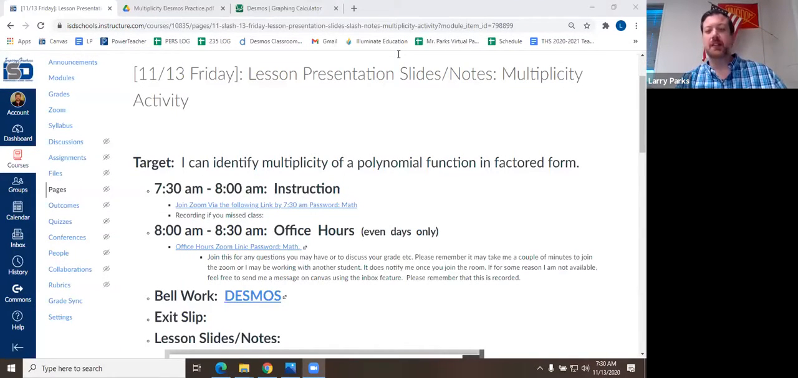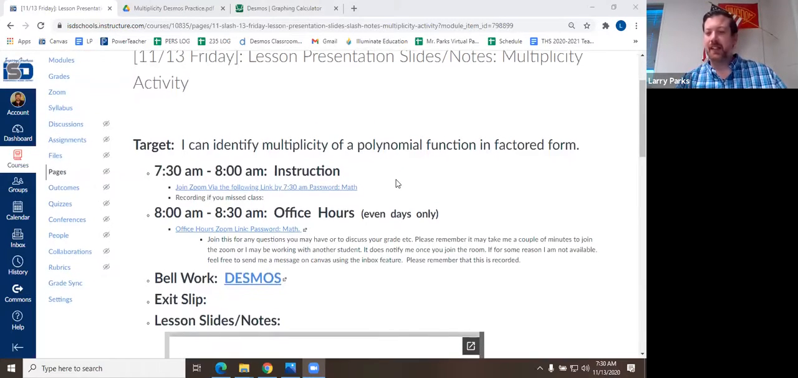This is Mr. Parks. Today, our lesson is I can identify the multiplicity of a polynomial function written in factored form. So we've talked about what it means to be factored form already. That's when you have the linear factors like x plus 2, x minus 3, 2x plus 1. So that's what it means to be in factored form. But we have not talked about multiplicity. So our focus today is going to be mostly over the word multiplicity. What does that mean?